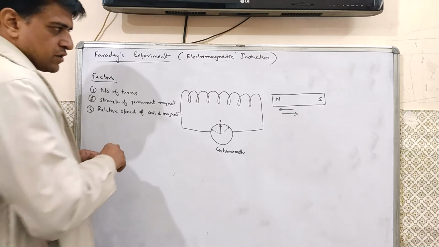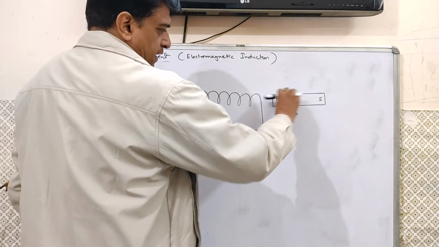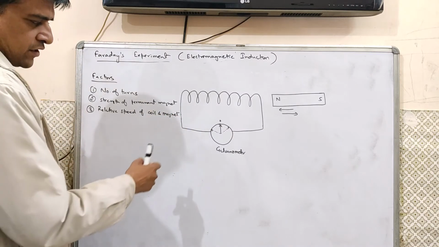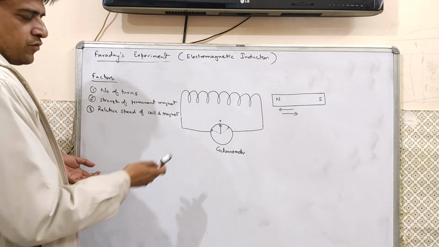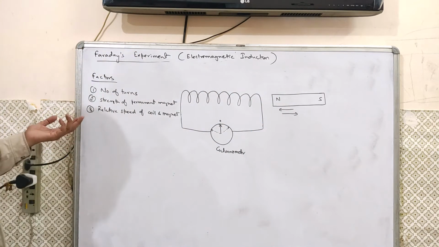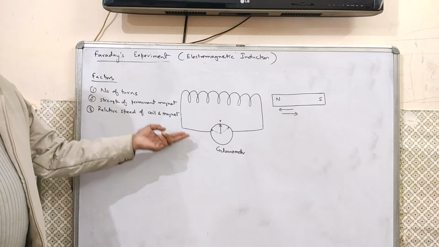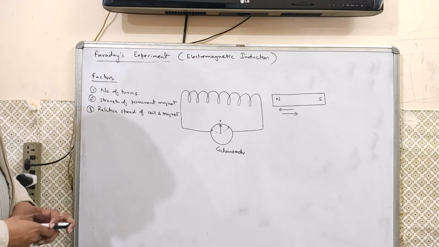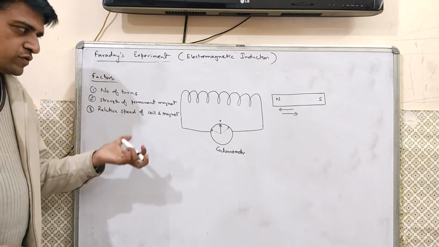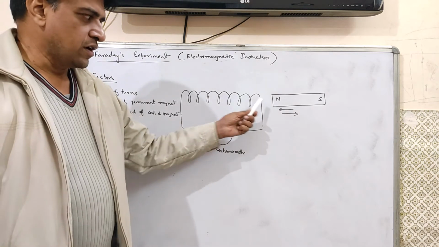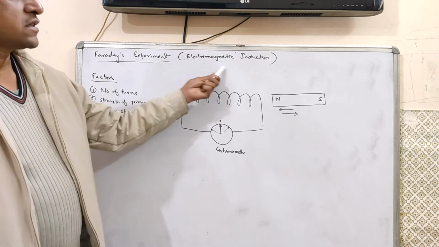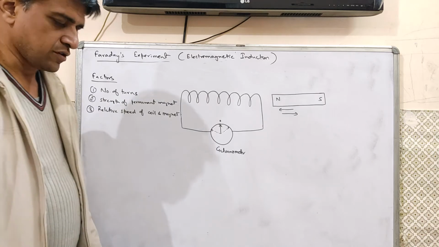If you move this magnet to and fro at a faster rate, the electromagnetic induction will be more, and if you move it at a slow rate, you will find the electromagnetic induction will be lower. In this way, this Faraday experiment proves that the changing magnetic field can lead to the production of current, that is electromagnetic induction.